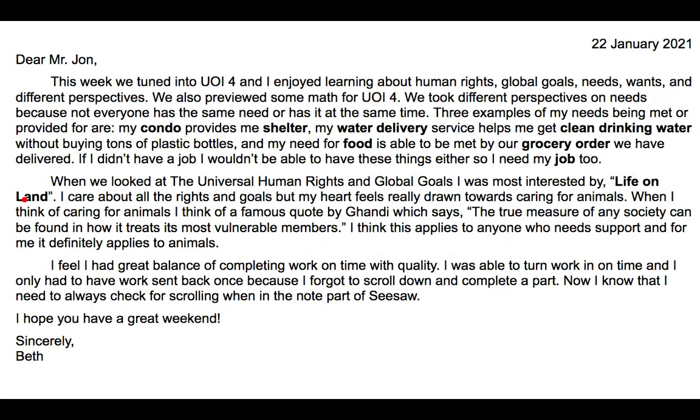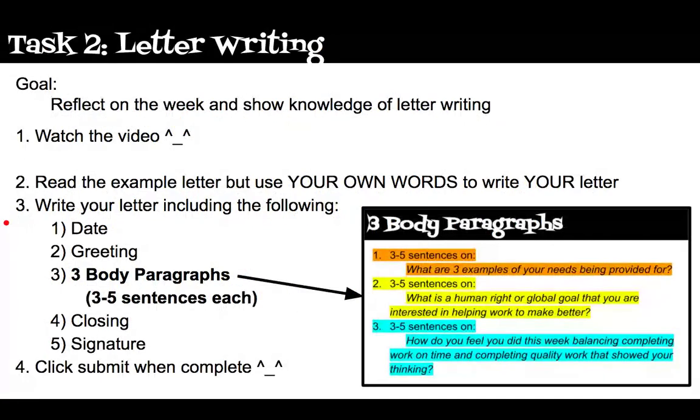When I think of caring for animals, I think of a famous quote by Gandhi, which says, "The true measure of any society can be found in how it treats its most vulnerable members." I think this applies to anyone who needs support, and for me, it definitely applies to animals. So I've included that one right, and I explained my thinking in 3 to 5 sentences.